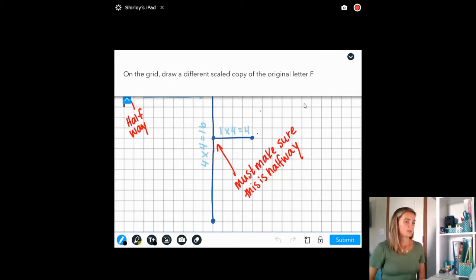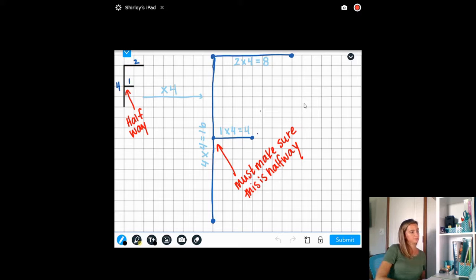Okay, so now on this screen, I'm going to give you the opportunity to go ahead and draw your own scaled copy of F and then submit it once you are done with that. If I like one of your pictures, I may share it with the class. So go ahead and draw your own scaled copy of F.